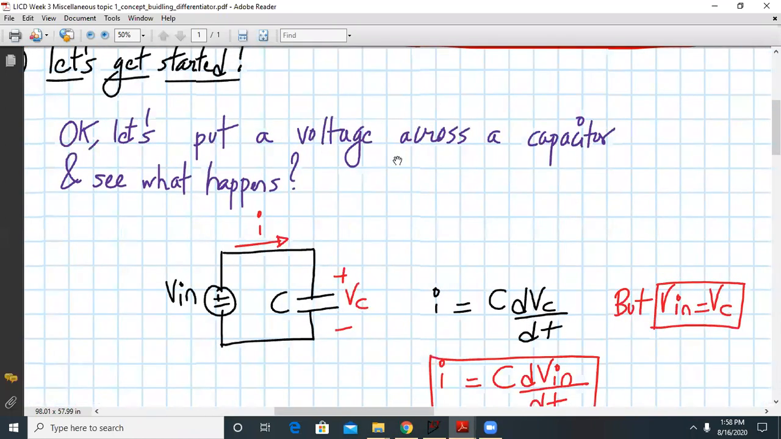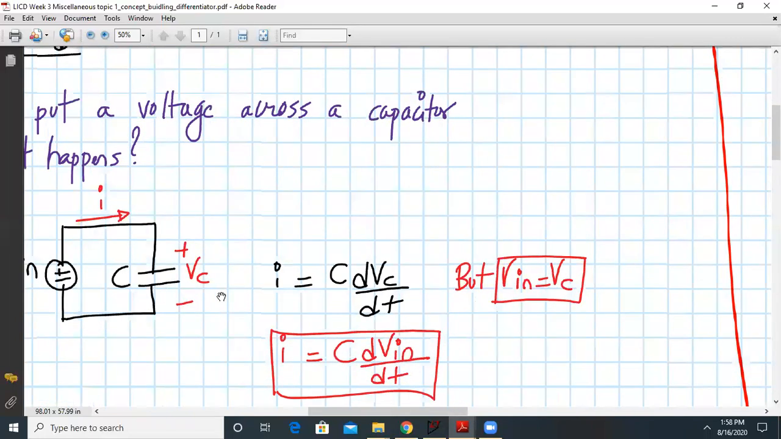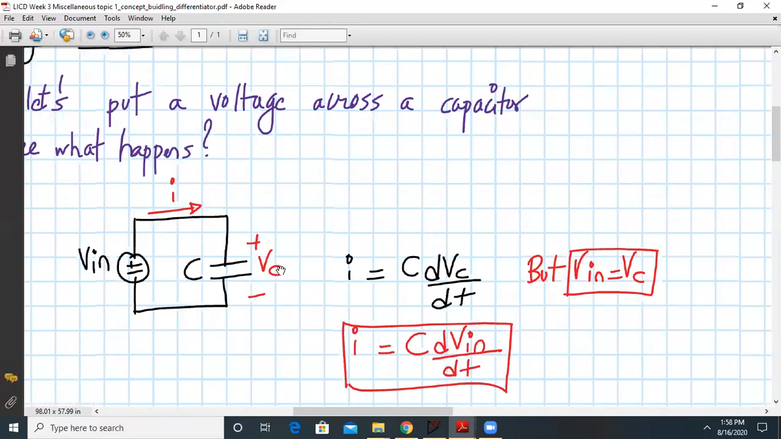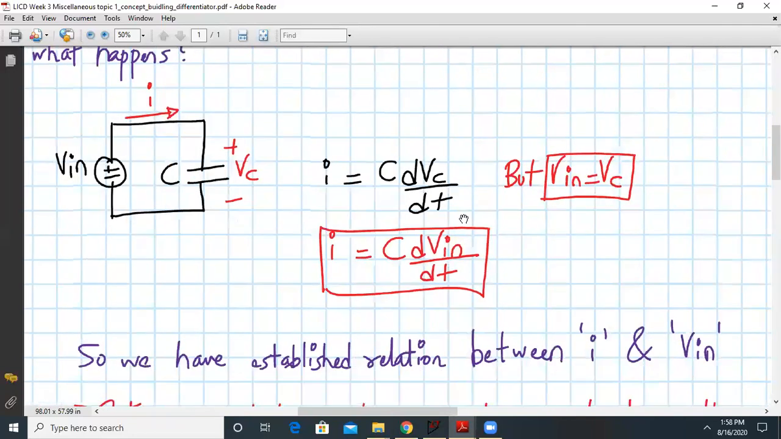So let's put a voltage source across a capacitor and see what happens. If we put a voltage source across a capacitor, we will have a current flowing through the capacitor, which is given by I is equal to C dVc by dt. But here we can see Vin and Vc are in parallel, so we can write I is equal to C dVin by dt.